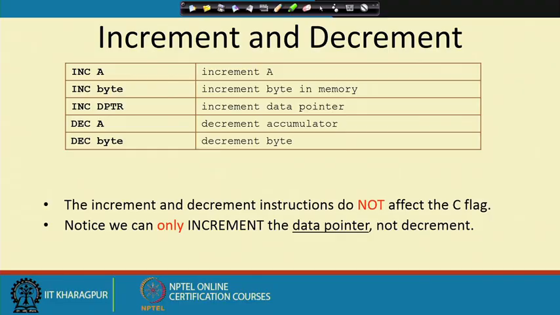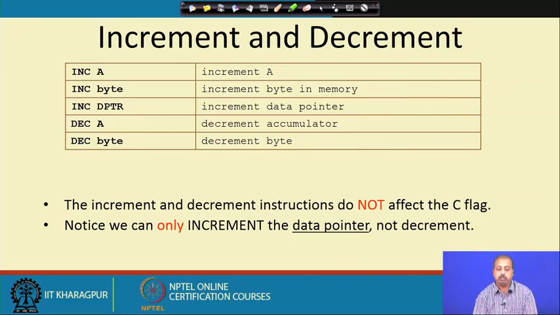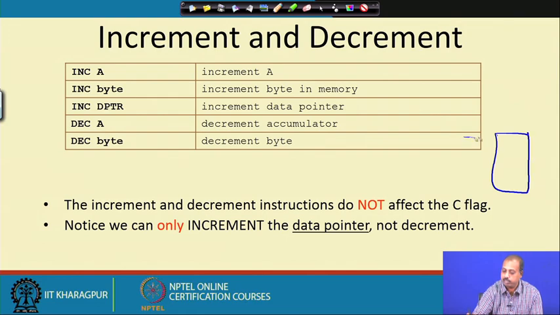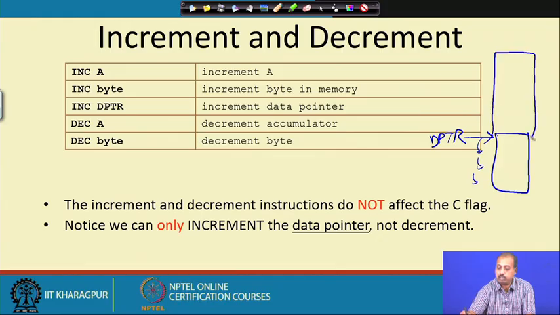Okay. The only other interesting thing that we have is that we can only increment the data pointer, we cannot decrement the data pointer. So, if you have an array in your external storage and DPTR is pointing to this, then for accessing successive locations you can increase the DPTR value, but if you want to go upwards, that is not possible. So, you cannot decrement the DPTR value.